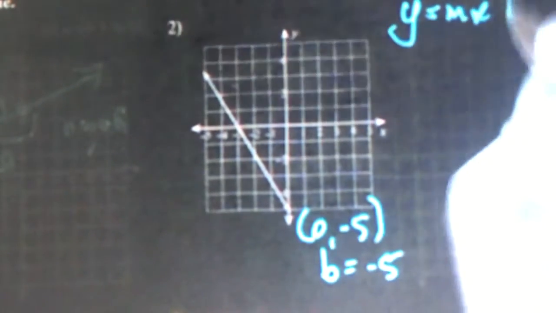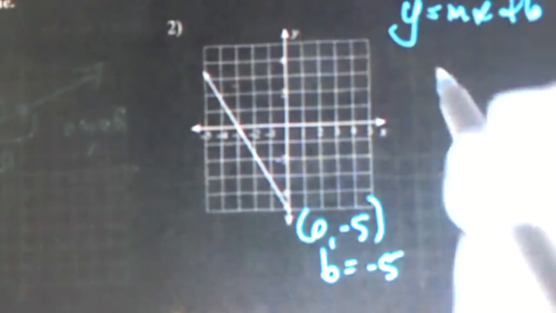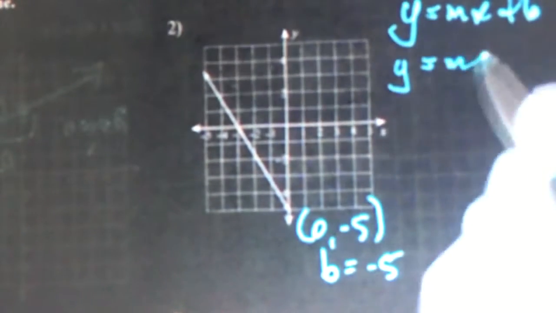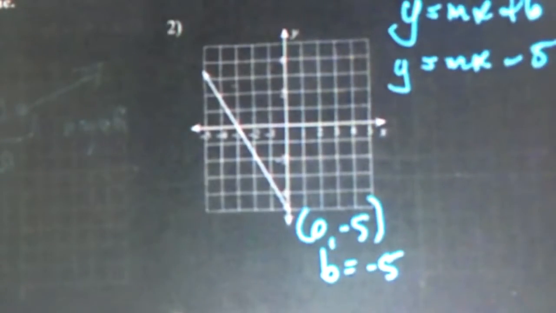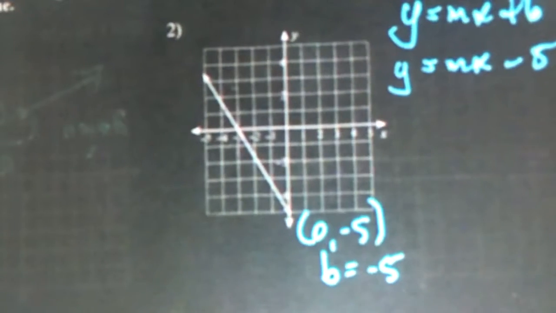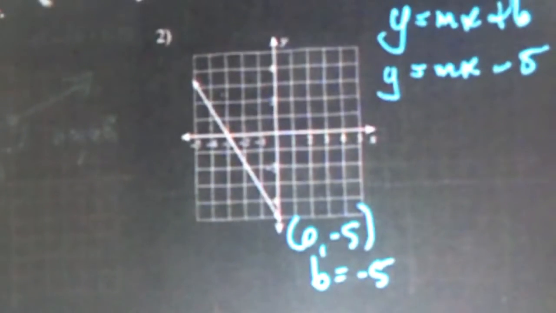y equals mx plus b. Okay, we're going to put that -5 in there. y equals mx minus 5. And we're not done, of course. We need to find the slope. How do we do that?